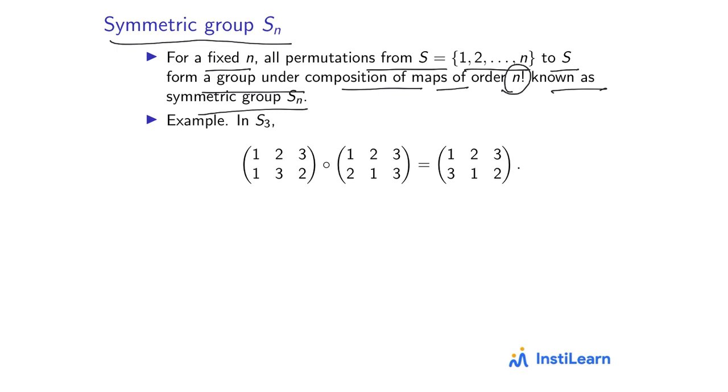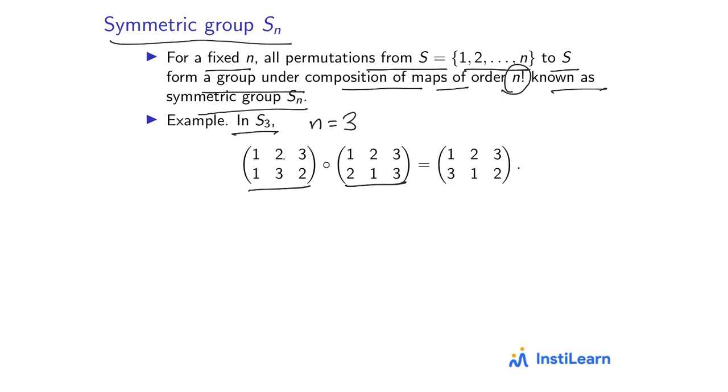To understand what the binary operation is, which we are saying is composition of maps, let's take an example. Consider the group S3. We have fixed n equal to 3 and we are taking these two permutations where 1 is going to 1, 2 is going to 3 and 3 is going to 2, and we are composing it with another permutation where 1 is going to 2, 2 is going to 1 and 3 is going to 3.